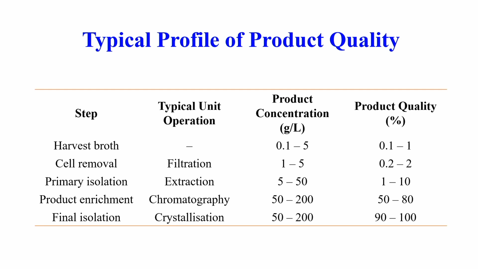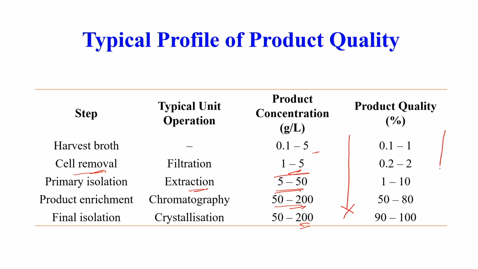So, when you go from one step to another, you will see the product concentration or titer keeps on increasing. Typically in the harvest the range is 0.1 to 5 gram per liter, but when you remove the cells it becomes 1 to 5 gram per liter. After primary isolation or extraction it becomes 10 times higher, 5 to 50 gram per liter. Then it increases again during product enrichment, 50 to 200, and in final isolation the concentration remains the same.